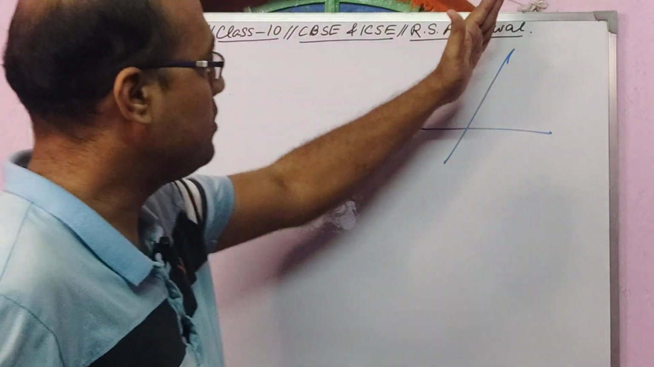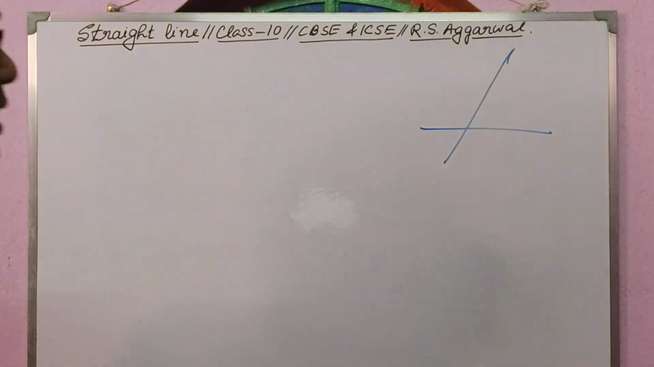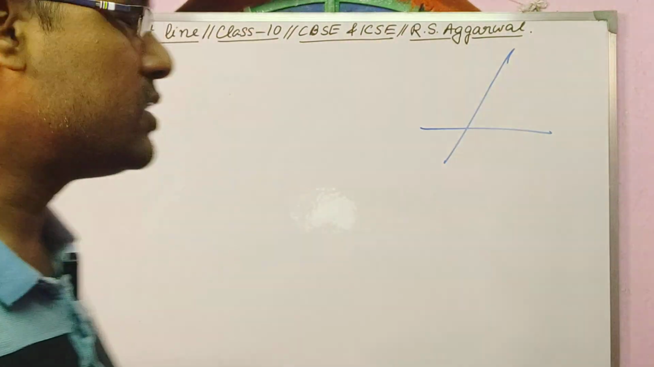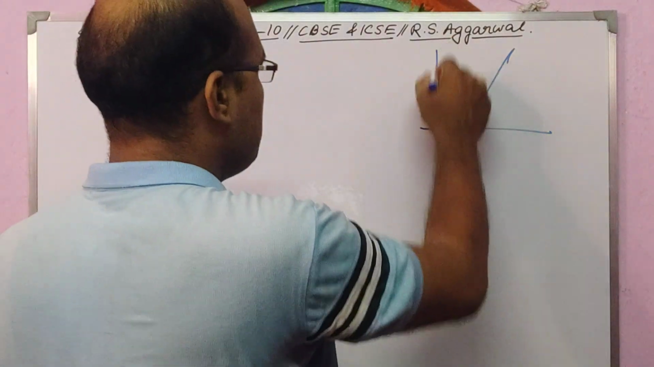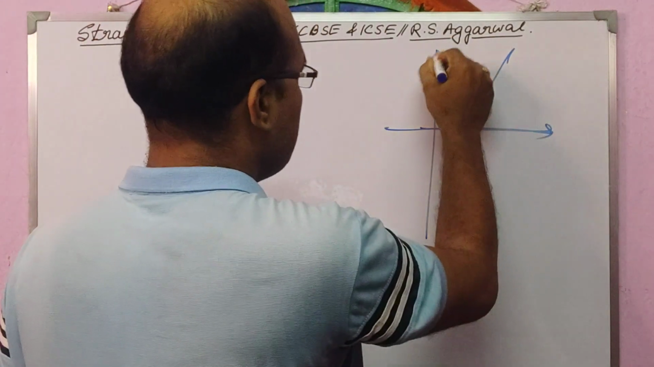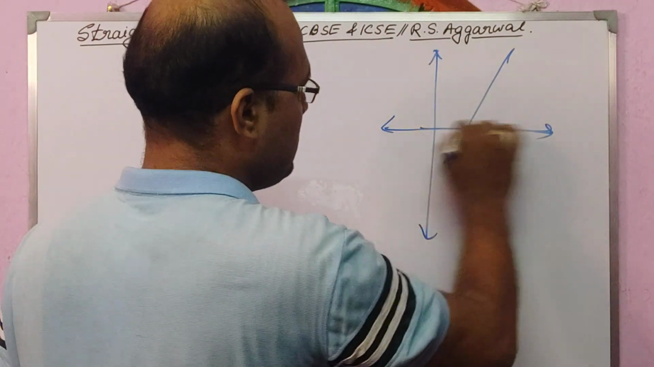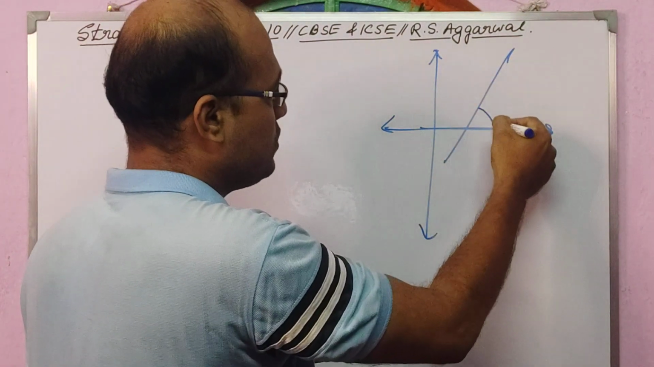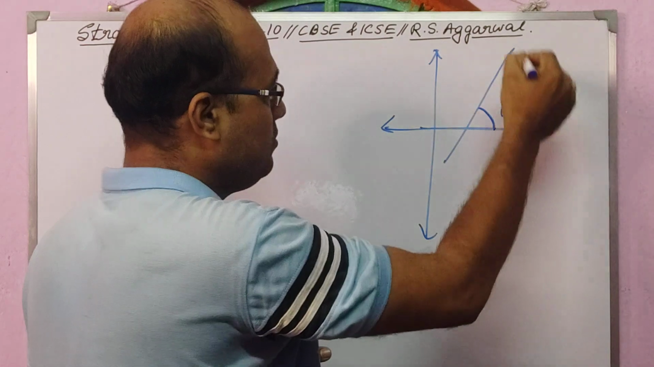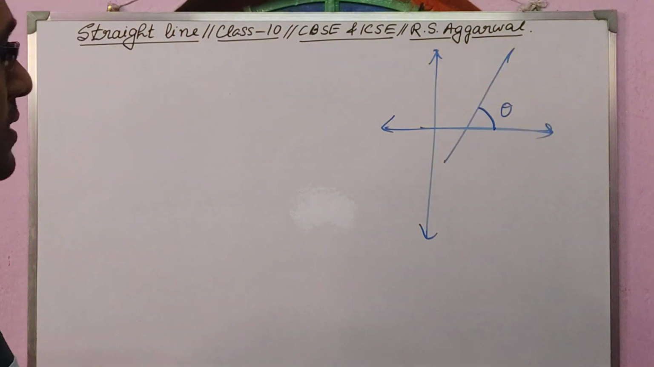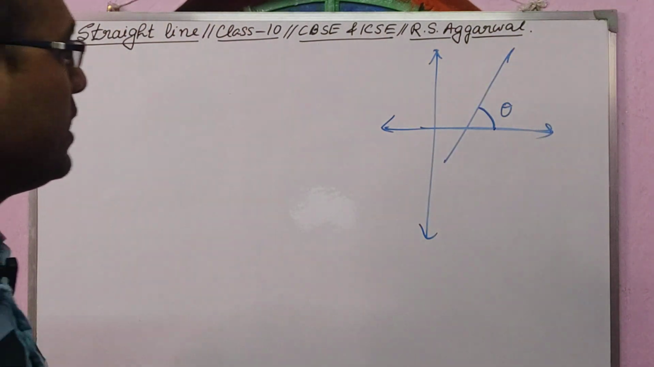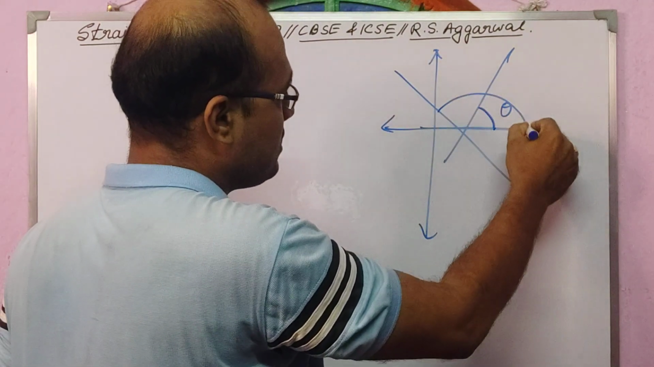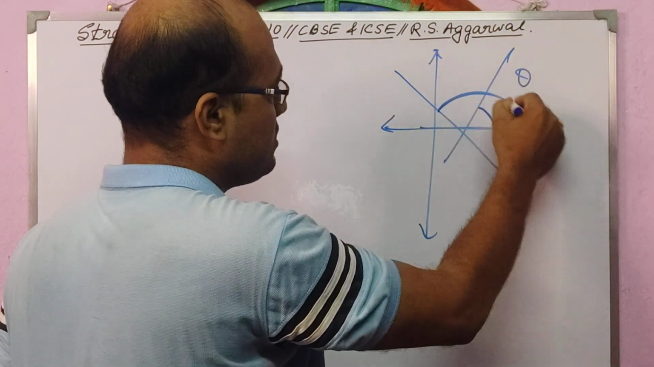This is a line. What is the inclination of a line? It is the angle that a straight line makes with the positive direction of the x-axis. If this is the y-axis and this is the x-axis, this is the positive side of the x-axis, and the angle this straight line makes with the positive side of the x-axis is the inclination of the line. If the straight line is like this, then this full angle theta is the inclination of this line.